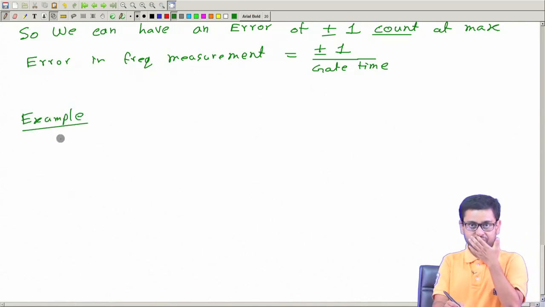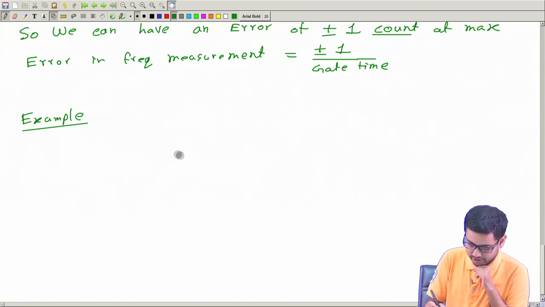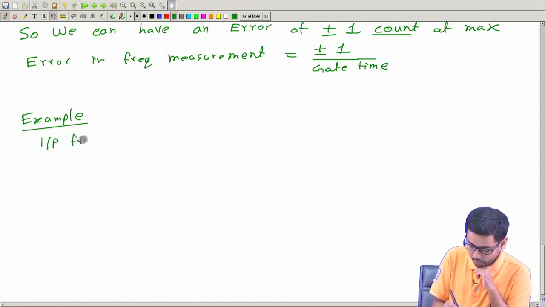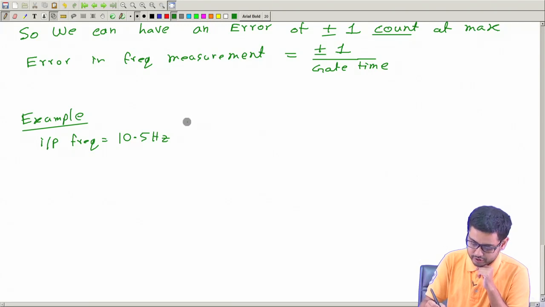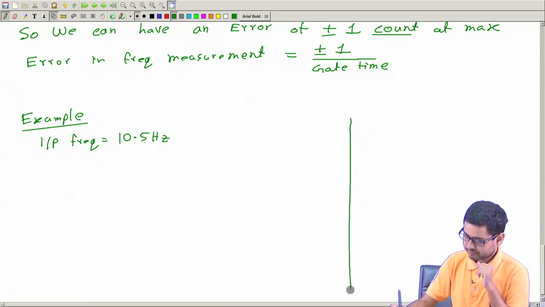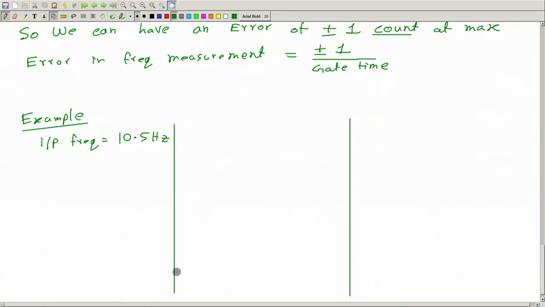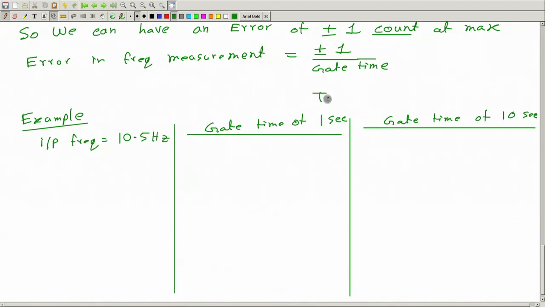Okay, so let's take an example. This is also interesting. Let's take input frequency equal to 10.5 hertz. And we have two instruments, two frequency meters. One has a gate time of 1 second. Another has a gate time of 10 seconds. Now let's compare these two instruments. So two instruments, this is one, this is another.